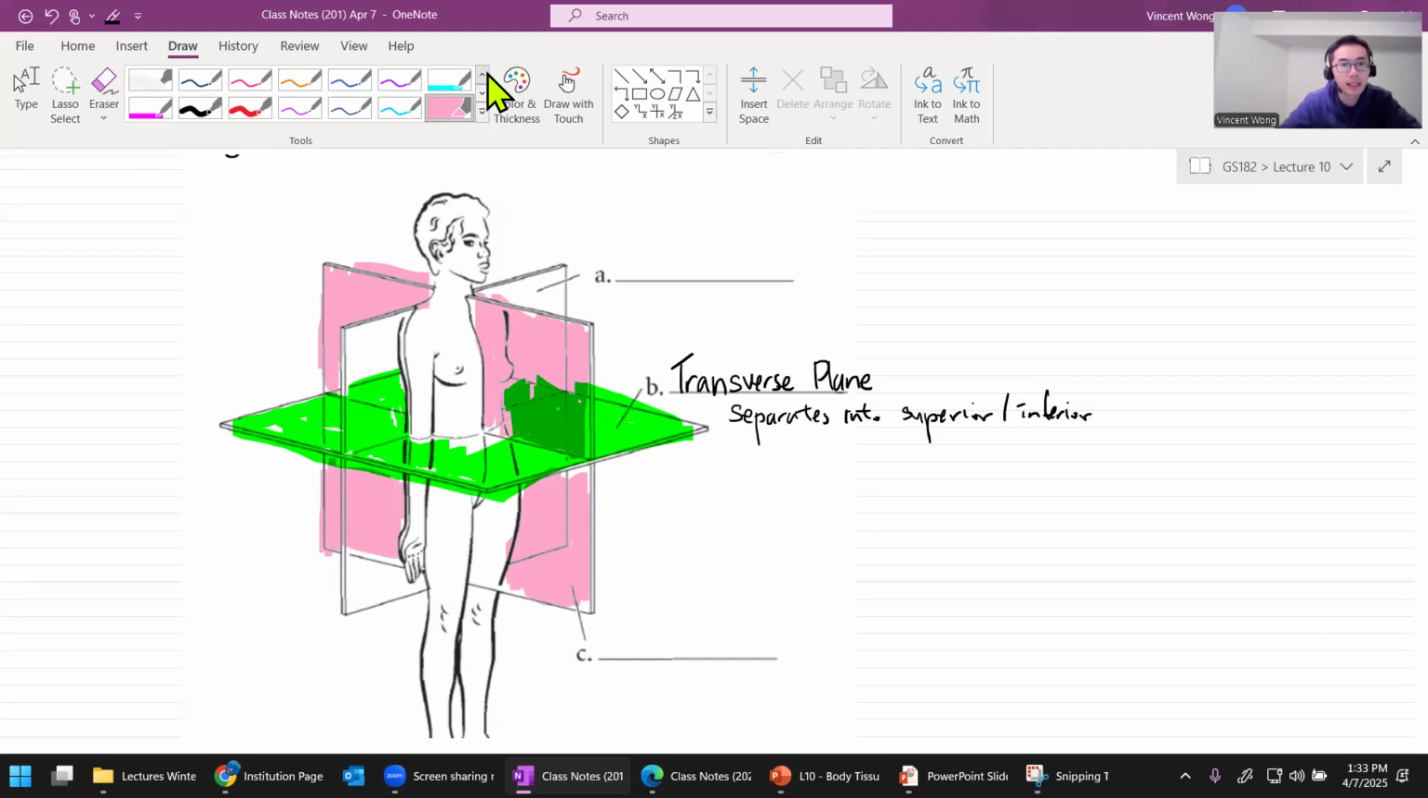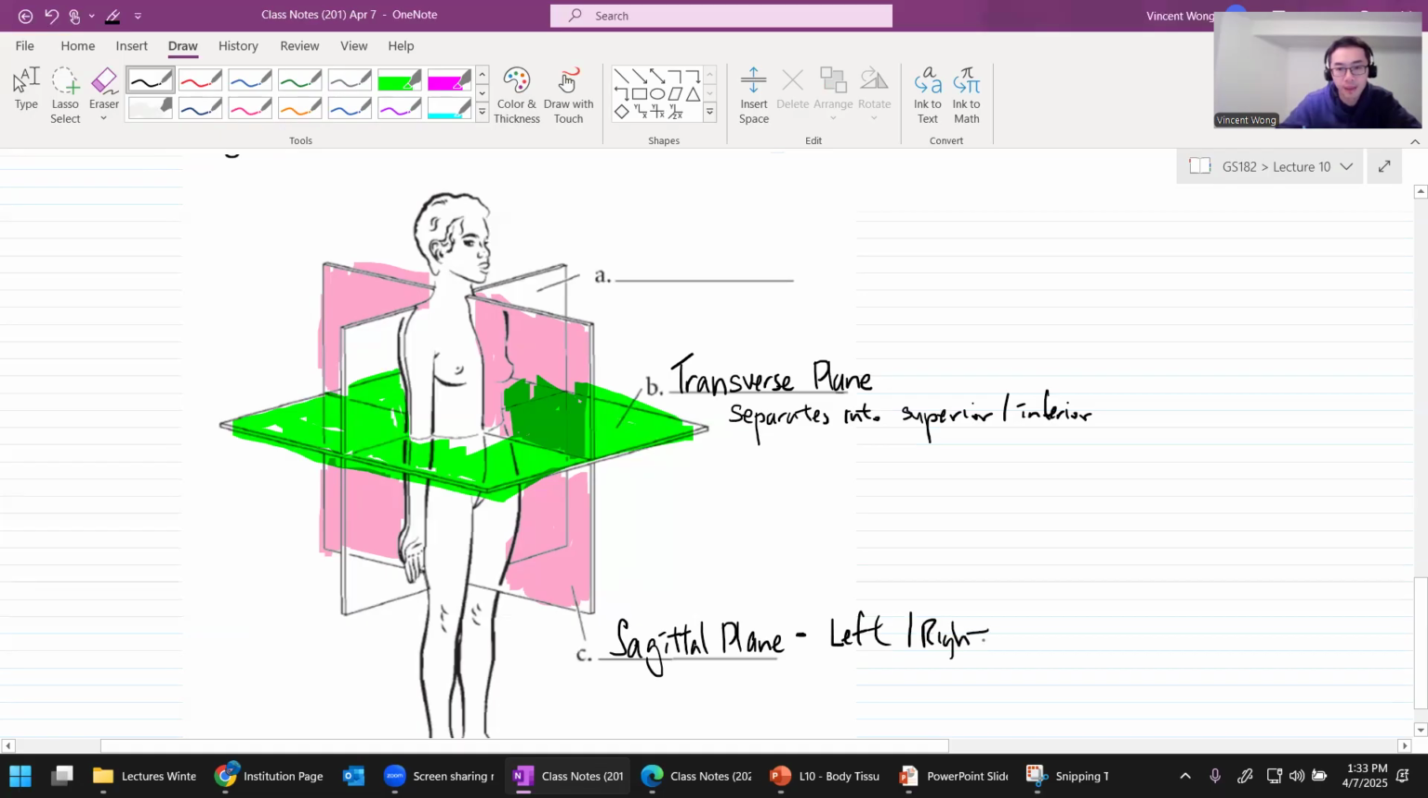Okay, so this one is called a sagittal plane, and it separates into left and right. Now look at me for a second. This is a sagittal plane. It can cut anywhere, right? It can cut here, here, like here. If it goes down the midline, then it's called mid-sagittal. Otherwise, it's just regular sagittal, okay?